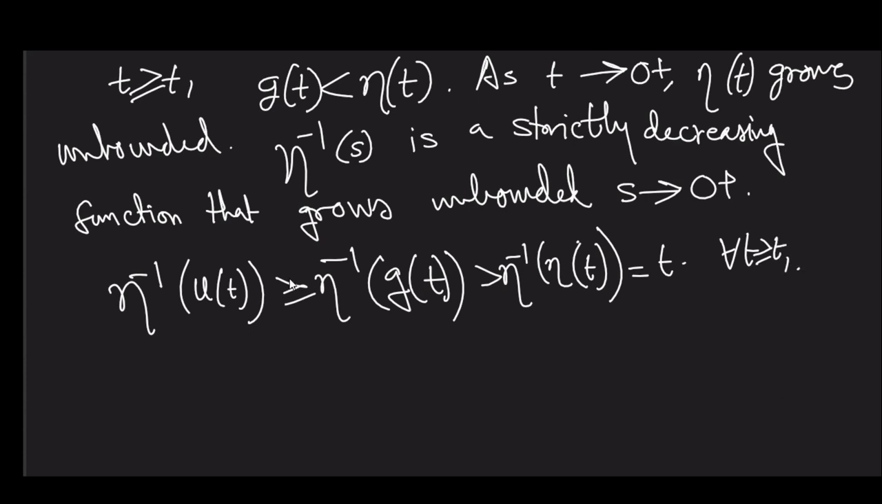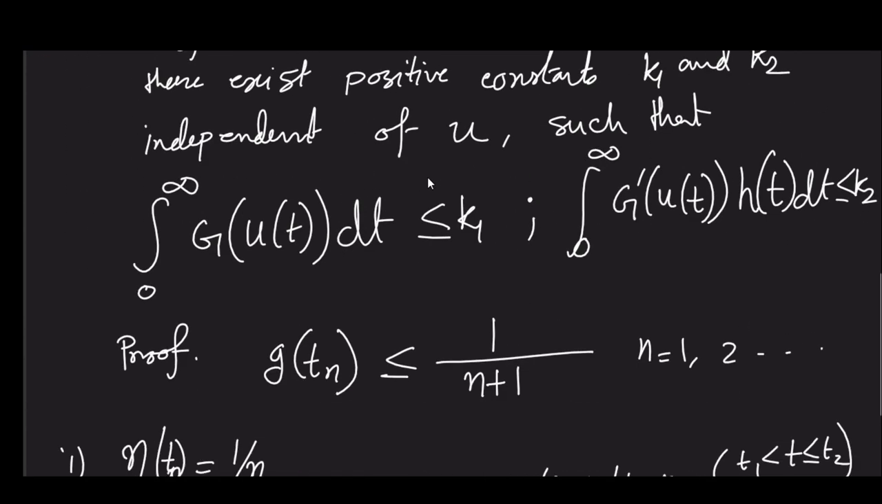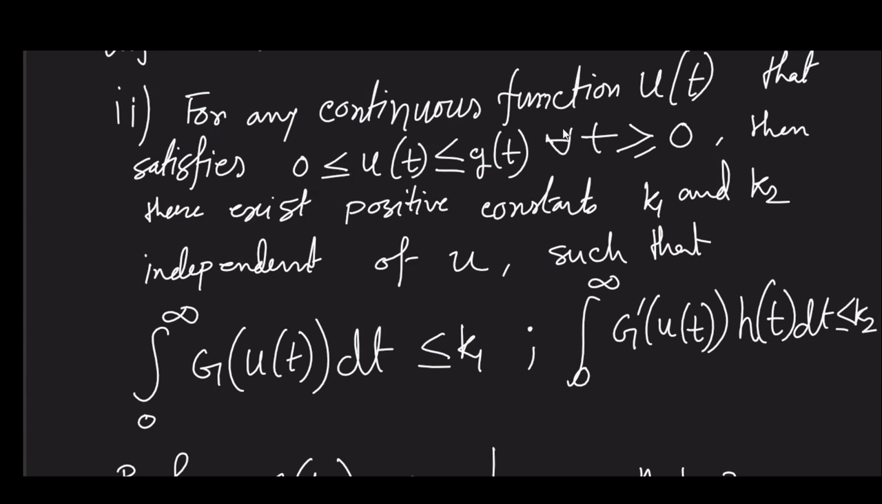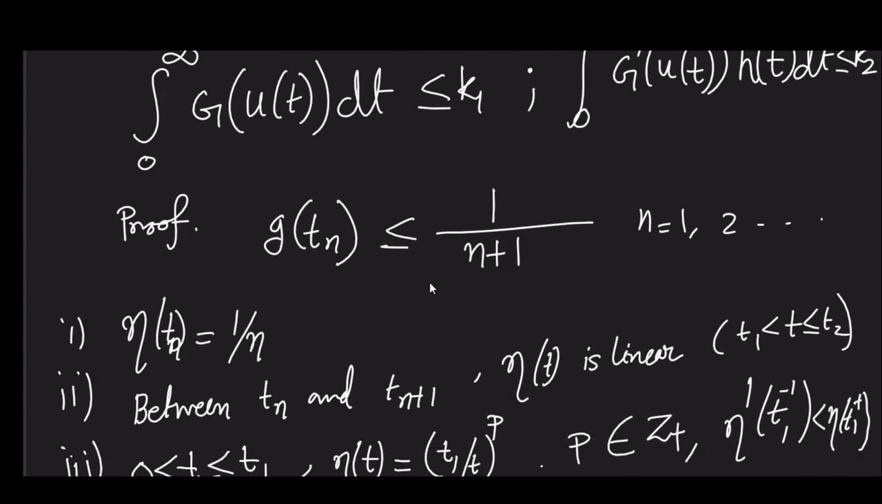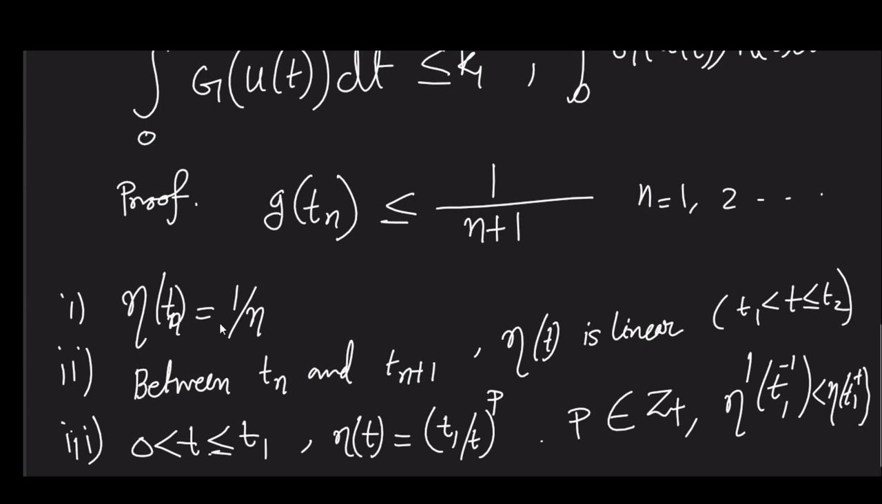So what we have proved, just quickly recall everything. We have a continuous function ut that is upper bounded by gt, and then we try to define gt in this way. Then we have gt as a sequence like this, and another function eta t that is defined in this way. This is not eta, this is n. Try to understand the difference. So eta t n is 1 by n.